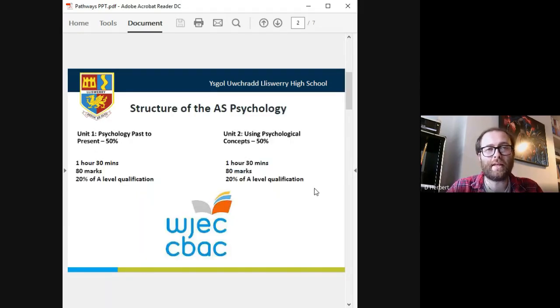First of all, the AS Psychology course is broken down into 2 units. The first unit is called Psychology Past to Present, and it's worth 50%, as is the second unit, Unit 2, Using Psychological Concepts. The first unit's exam will be an hour and a half. It's worth 80 marks, and it's worth 20% of the overall A-level qualification. Likewise, Unit 2 is also an exam that's an hour and a half, worth 80 marks and 20% of the A-level qualification.